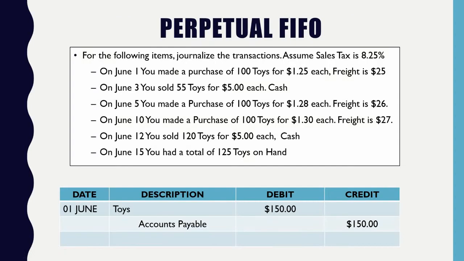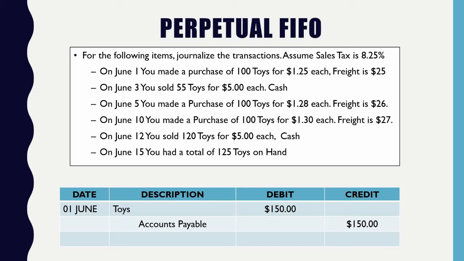So let's go ahead and apply it to this scenario, where we are looking at how to utilize the information that we are putting in the table and actually calculate our cost of goods sold. The very first thing that we did here was on June 1st, we purchased a total of 100 toys at $1.25 with a freight of $25. So straightforward.